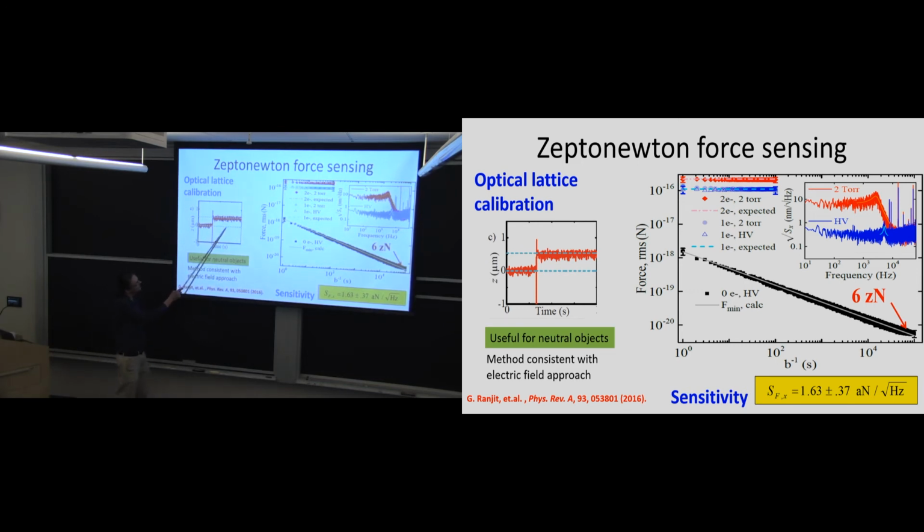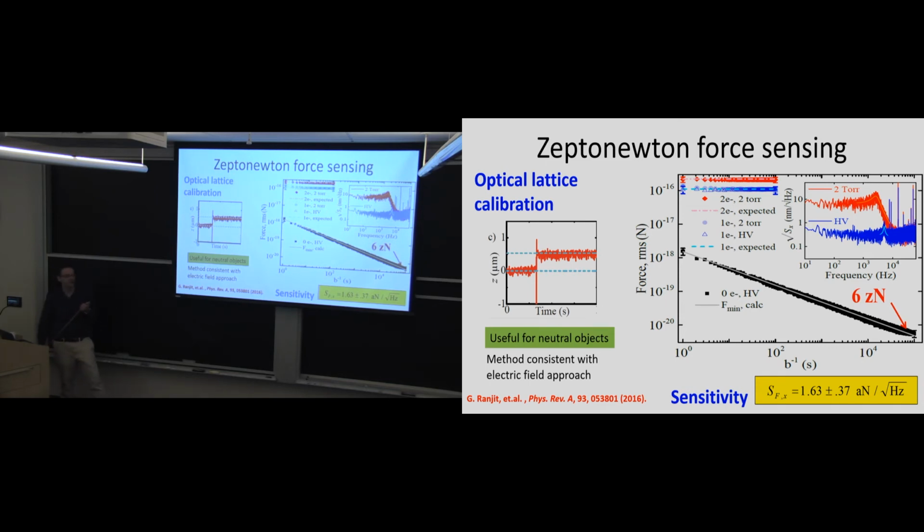And so I can use that spacing basically as a ruler to calibrate the position spectral density of the particle. And from that, I can infer the force, knowing the spring constant. The method that we have here is consistent with the measurements using the electric field on the charged particles.